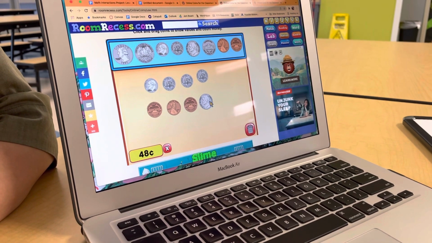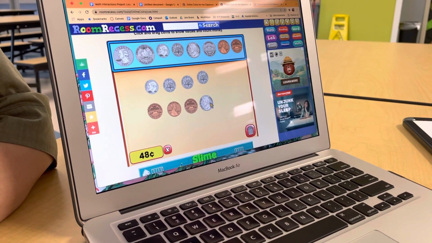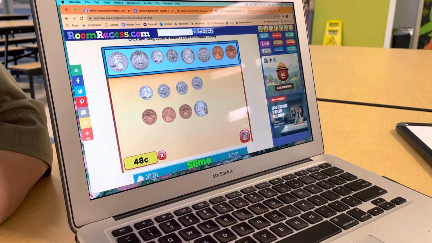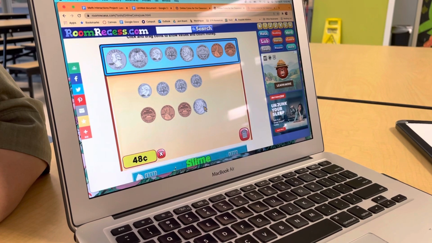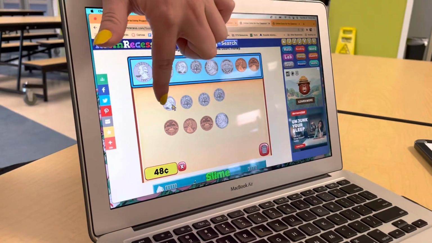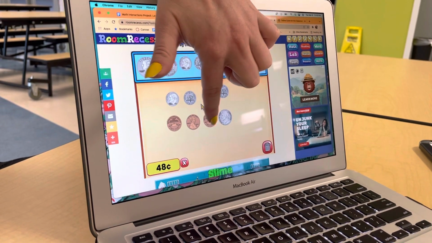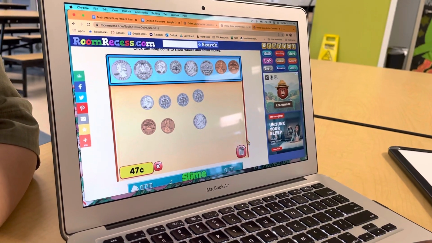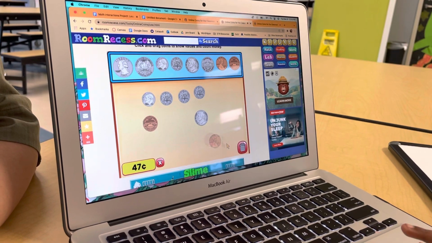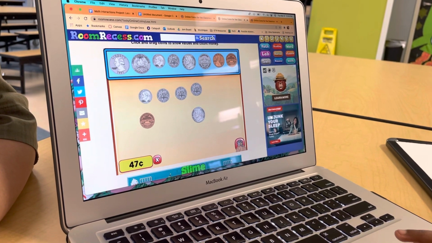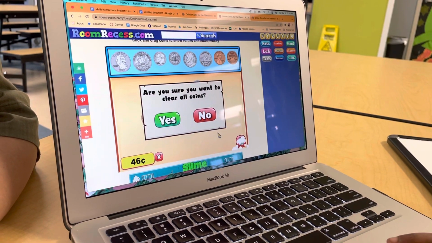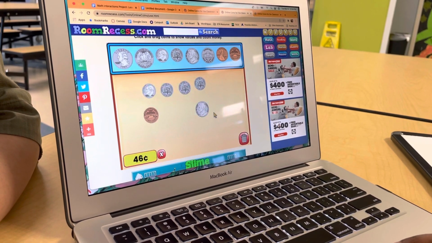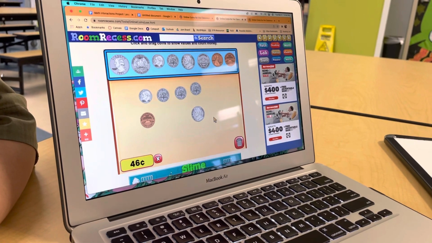So I know that if we take away 2 dimes, dimes are worth 10, so that would be too many. Is that a dime? These are all dimes up here, this is a nickel, and these are pennies. Just click that right there. There you go. 46. 46.